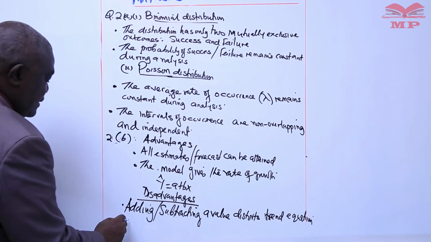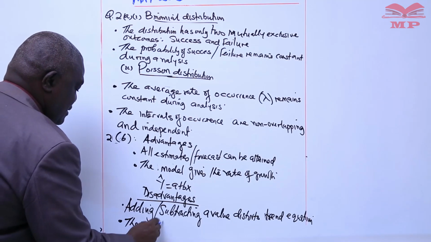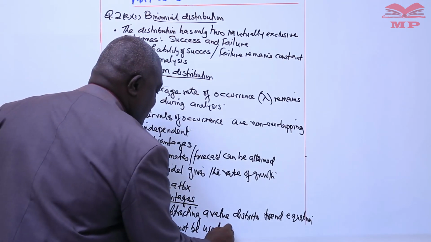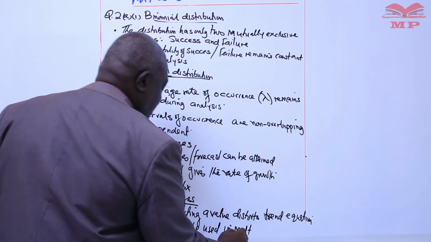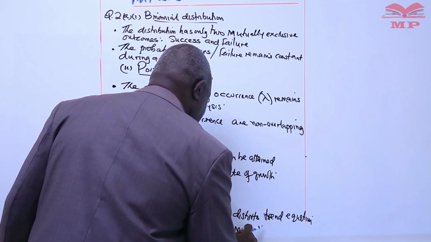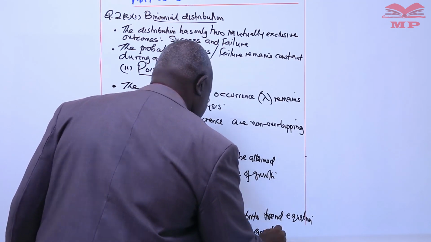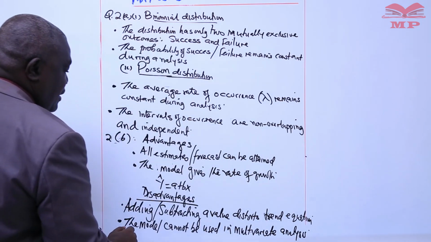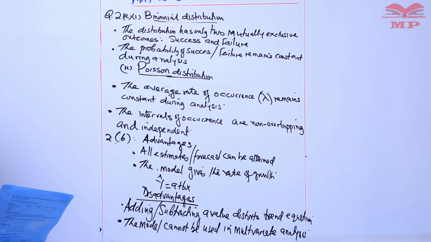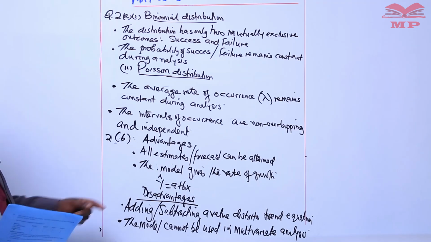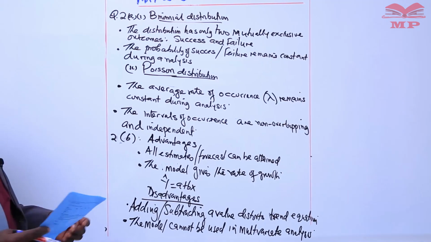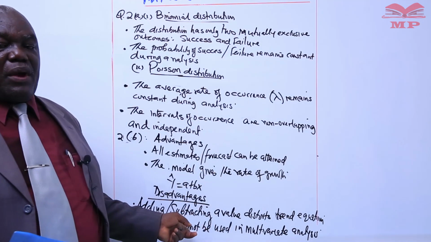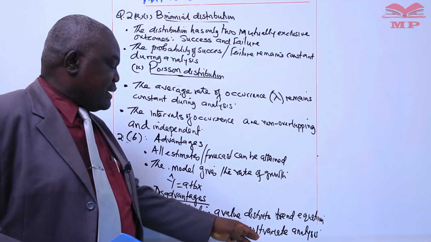Two, the model cannot be used in multivariate analysis. That is, when you have many observations taking place, you may have multiple regression equations, but there's a limitation. Therefore, if you have several spectrum of values, several areas of study, you may not use the least squares method to get the accurate information. That's what we call multivariate analysis.